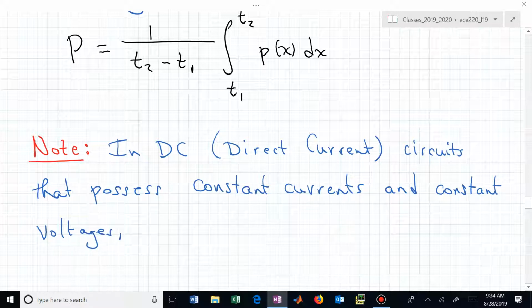Under that scenario, the instantaneous power is in fact the average power. Wouldn't matter how long you integrated, as long as you divide it over that same length of time, your capital P is going to be equal to your little p, if p of t is associated with a direct current or a DC circuit.